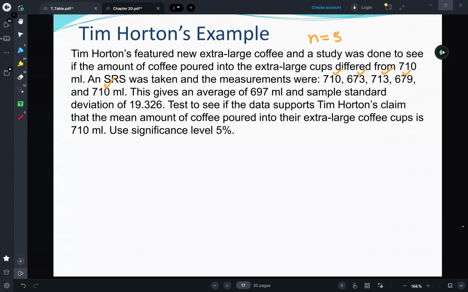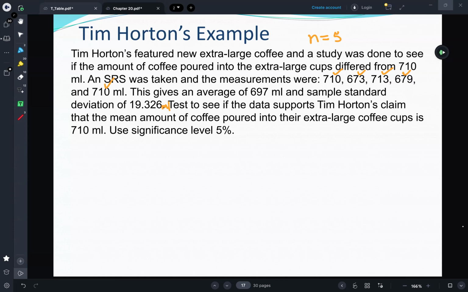One was bang on, 710, right? One was exactly what they advertise it at. Someone had a steady hand. So this gives an average of 697 milliliters and a sample standard deviation of 19.326. And I suppose that would also be in milliliters.